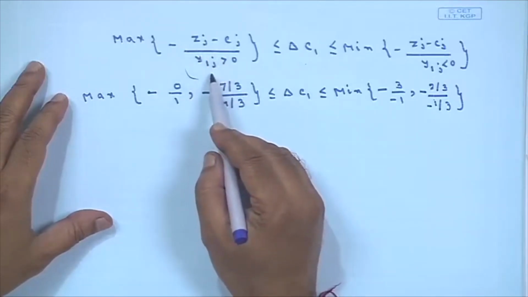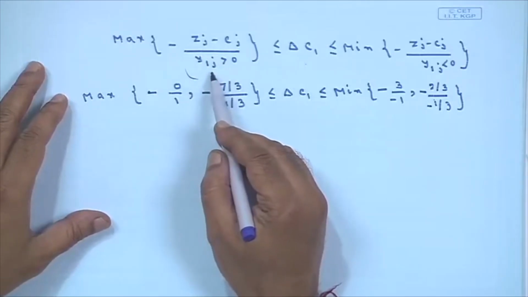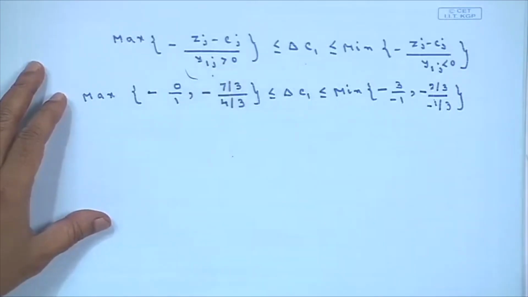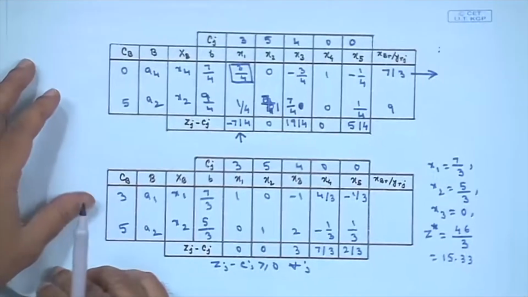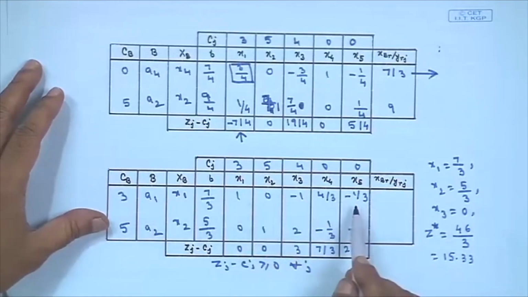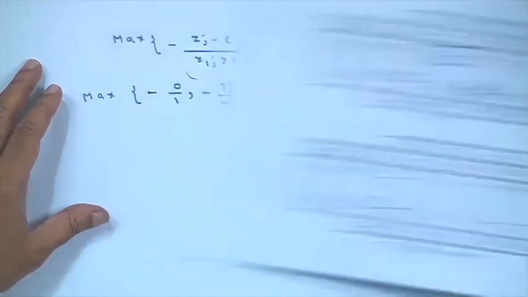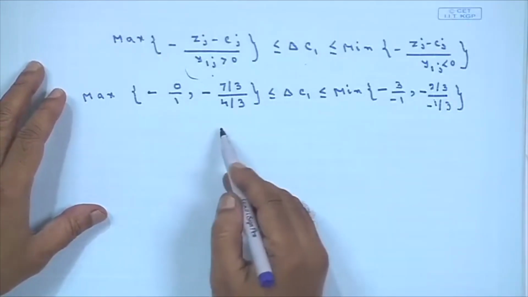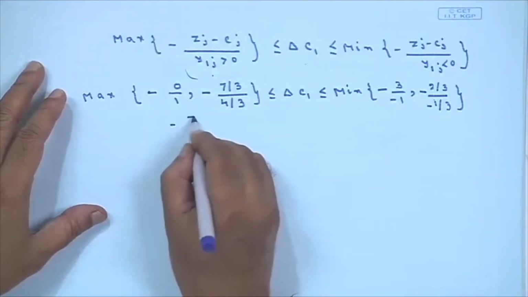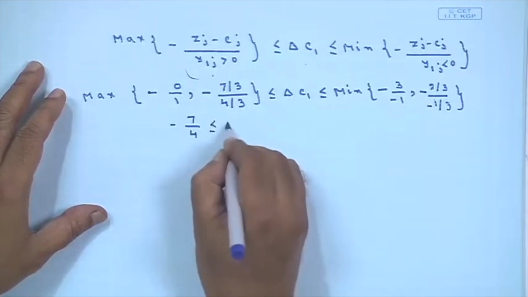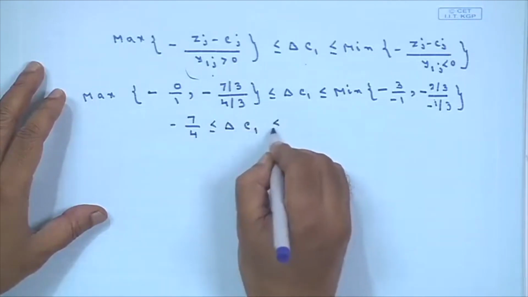I hope it is clear now that for y1j, for the first one you are taking wherever you are getting the positive values, and for the minimum value, the y1j value should be less than 0. So, if I calculate this, you will get minus 7 by 4 less than or equal to delta C1, less than or equal to 2.